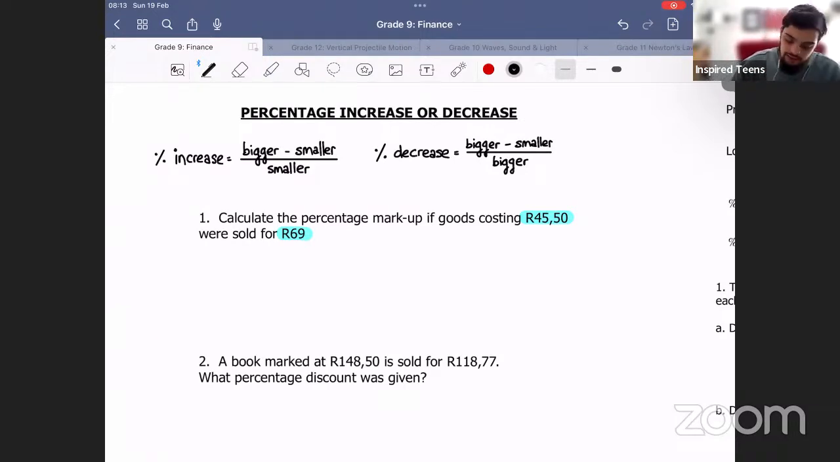Okay, so in this case, they say calculate the percentage markup if goods costing 45.50 were sold for 69 Rand. So in this case, we need to calculate percentage markup, which is actually a percentage increase. So let's look at the formula for percentage increase. Percentage increase is the bigger value minus the smaller value. Of course we have to multiply by 100, which is not here. Let's just add it.